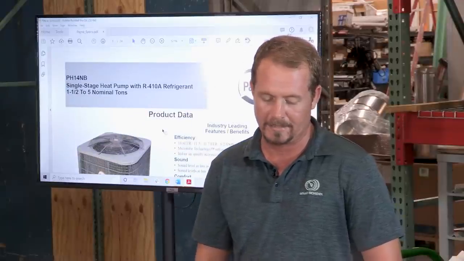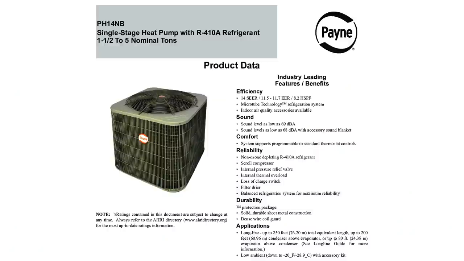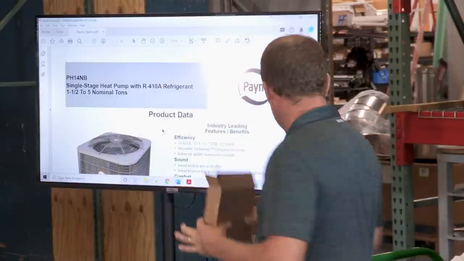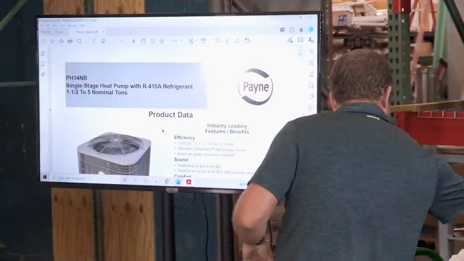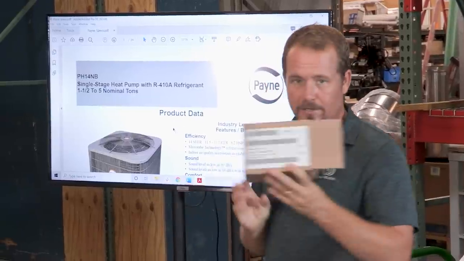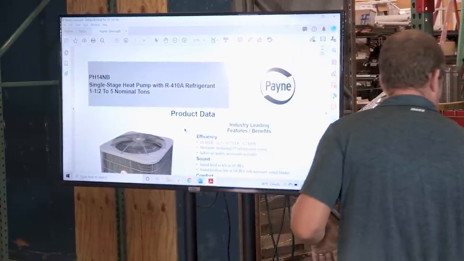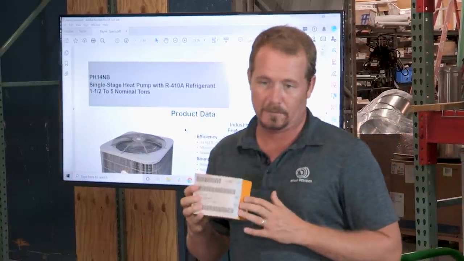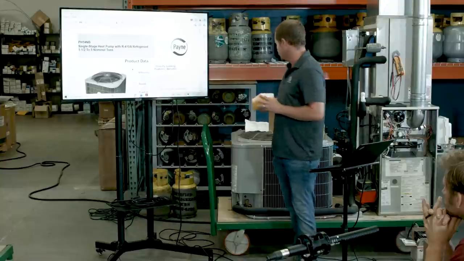But let's go down into the accessories now, because this is what we're really going to talk about today. This is actually the product data for this specific unit that we're going to be installing this on. So we've got our factory crankcase heater kit, our factory hard start kit, and our factory liquid line solenoid kit. And we're going to look at which one of these we would need.